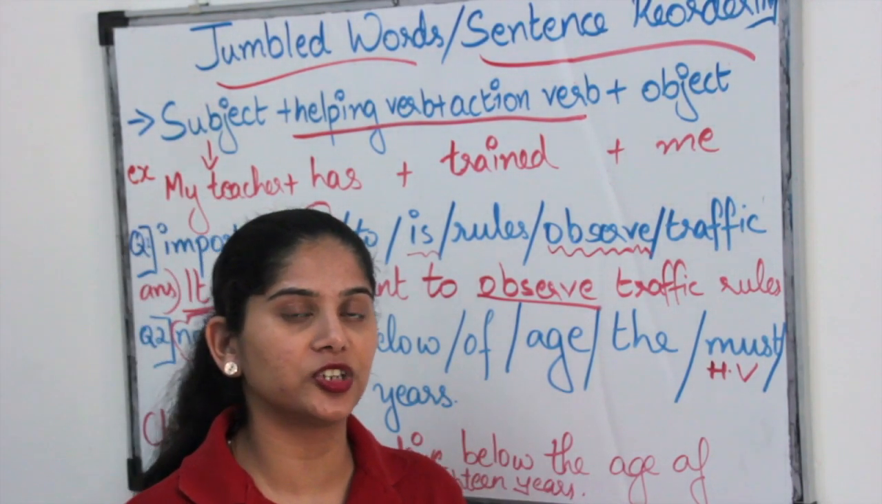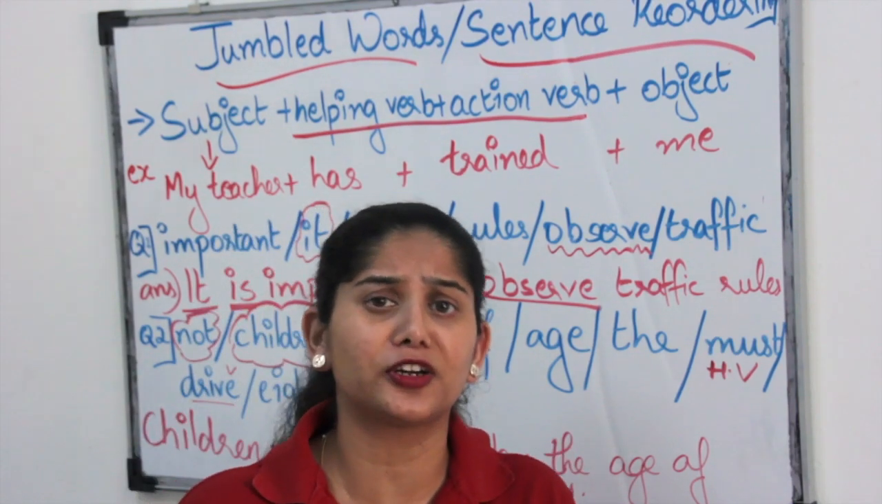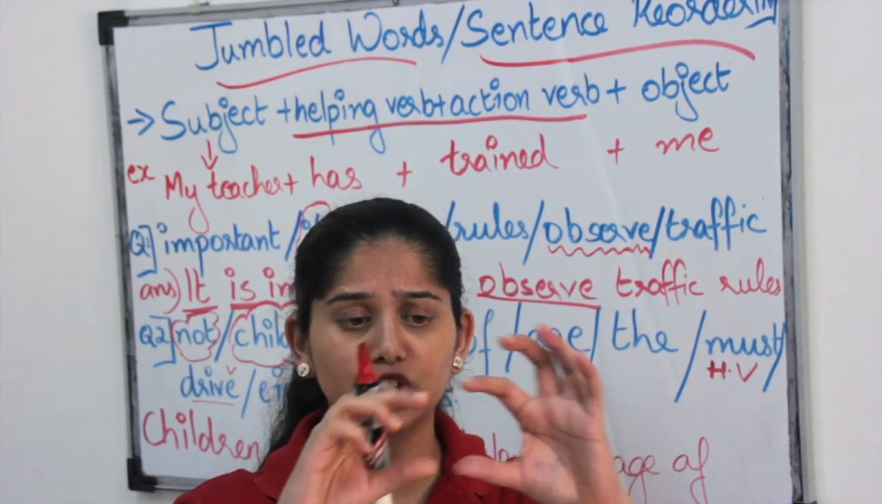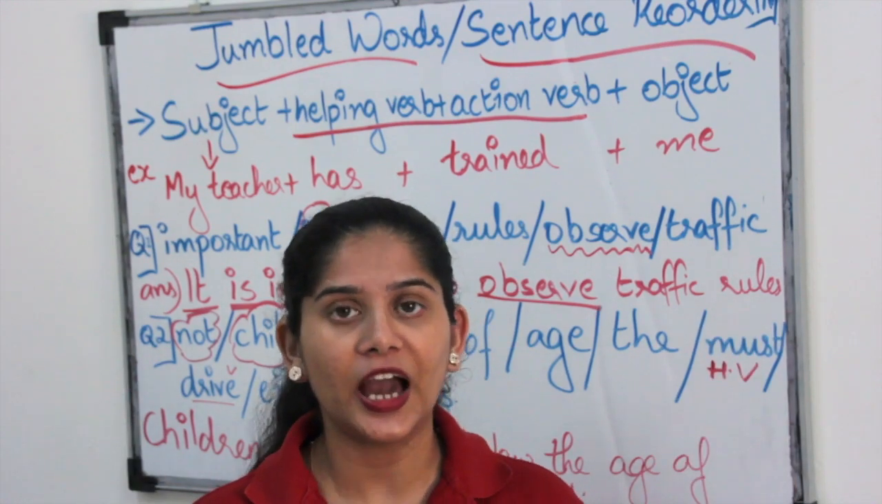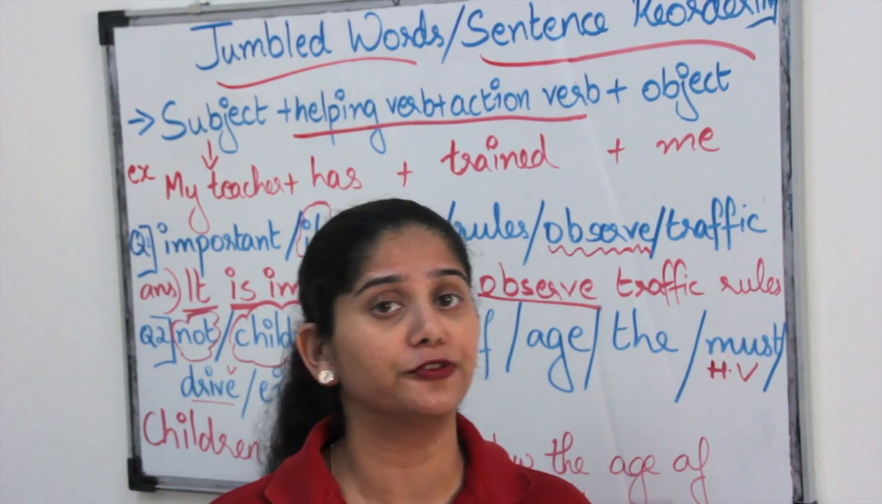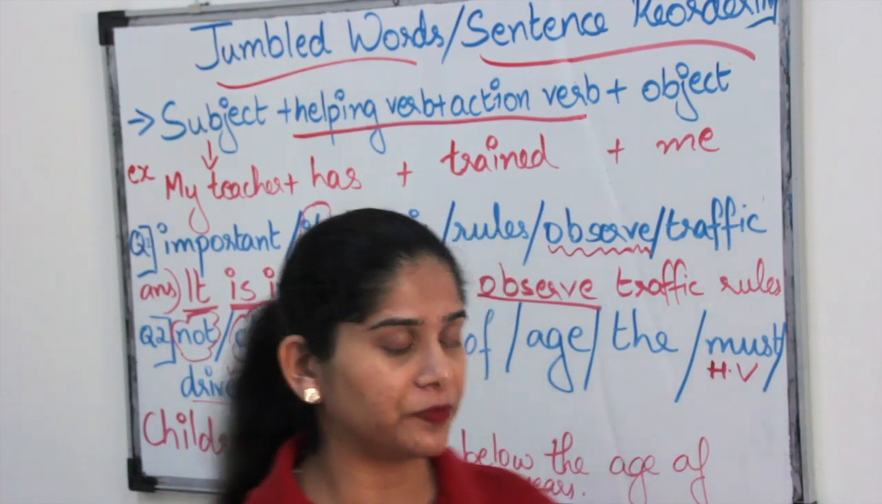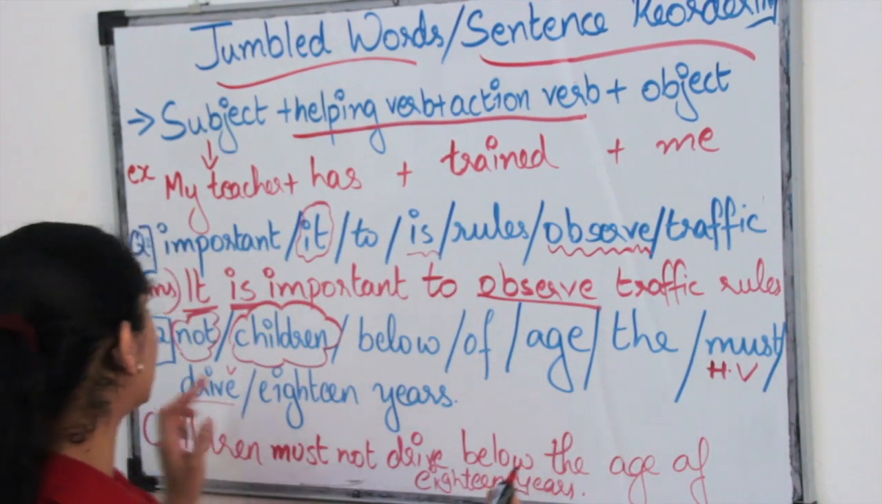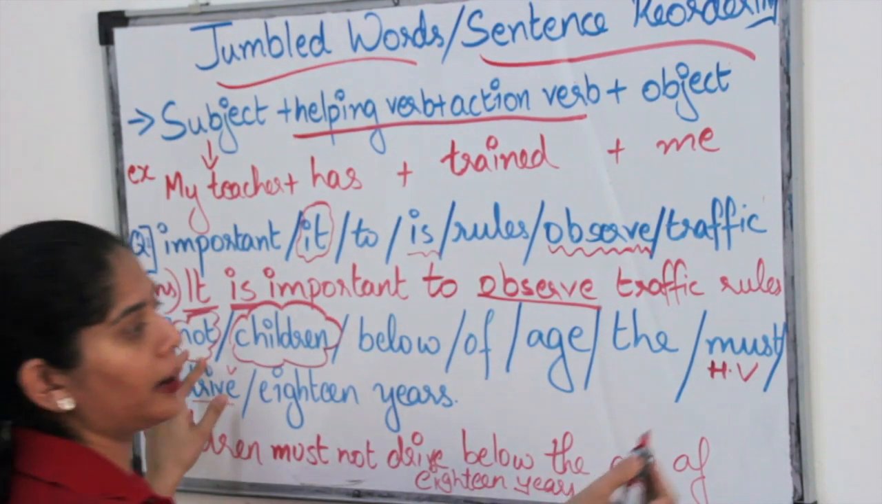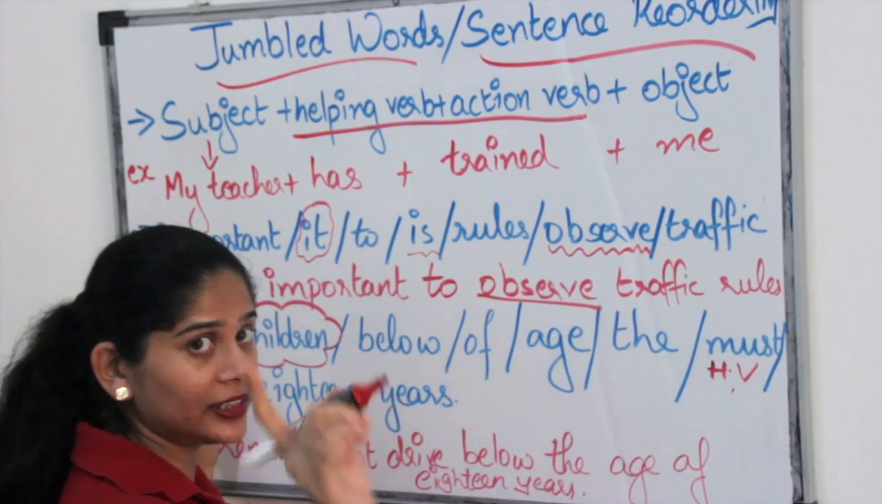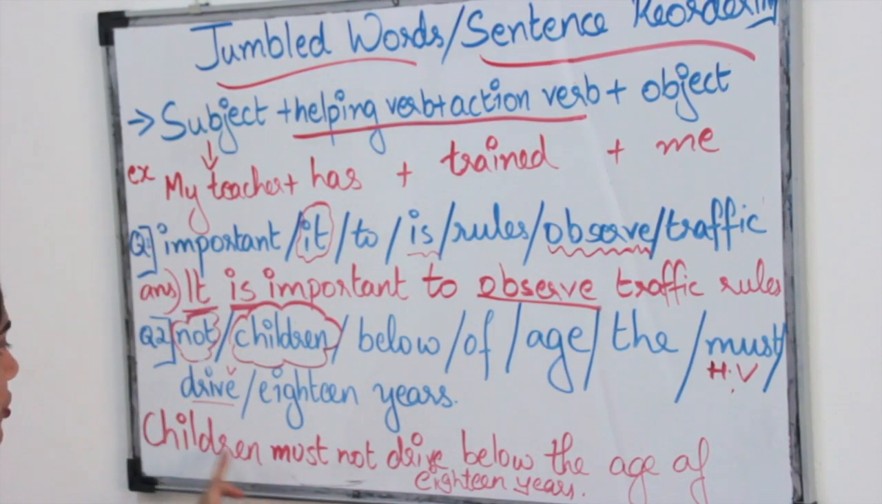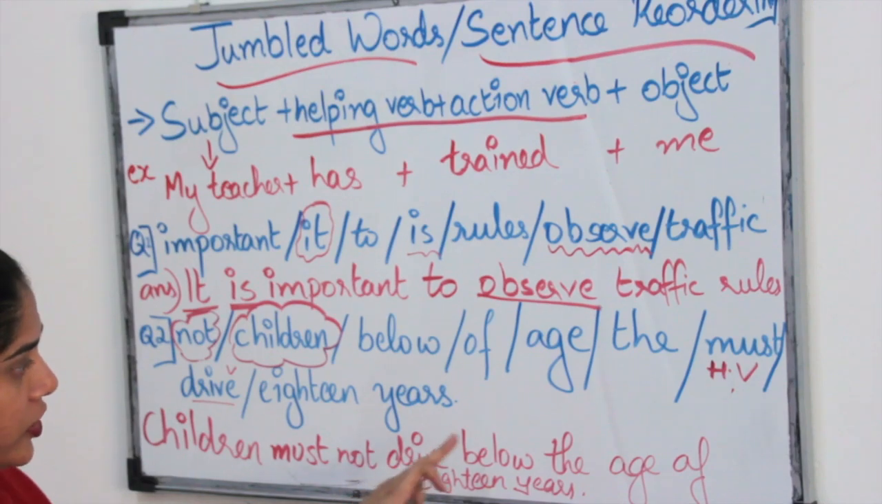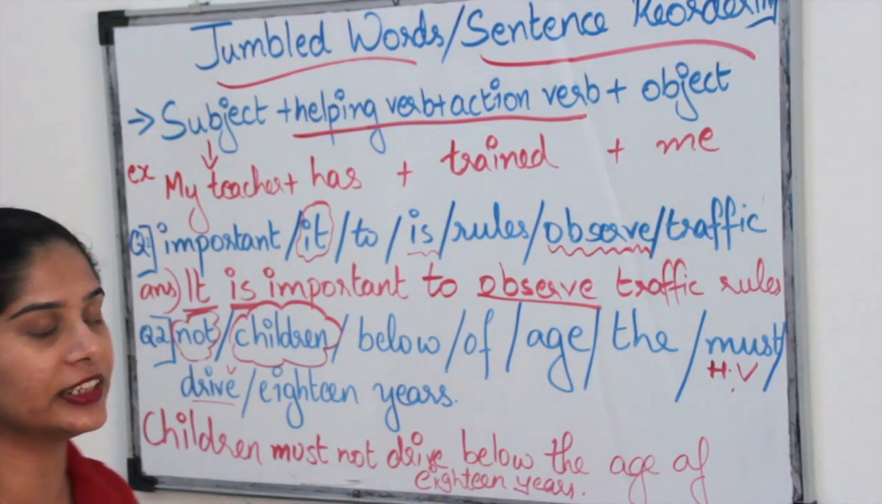If you look into jumbled words, there are no specific rules like that. Only this: the sentence should be in a proper order. That's the only thing. And at times subject and object confusion can also come in between. And one more rule we learned: if there is a negative word like not, it will always have to come after the helping verb. That's a new learning for you. So see, children must not drive below the age of 18 years.